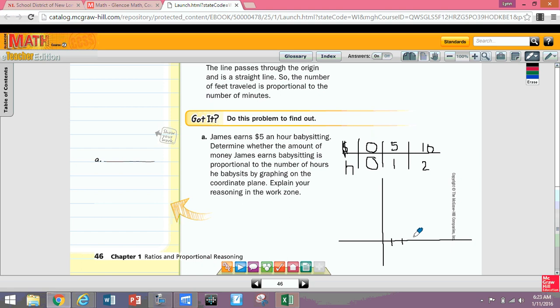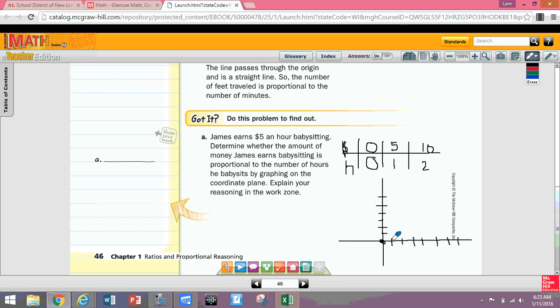So if we do this, I'm just going to go 2, 4, 6, 8, 10, 12. 0, 0 would be right here.